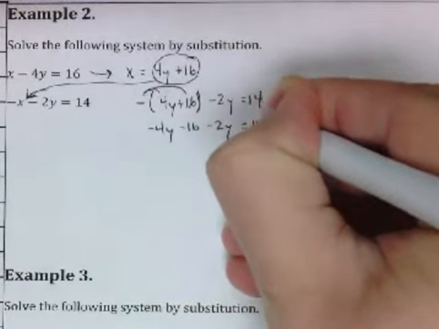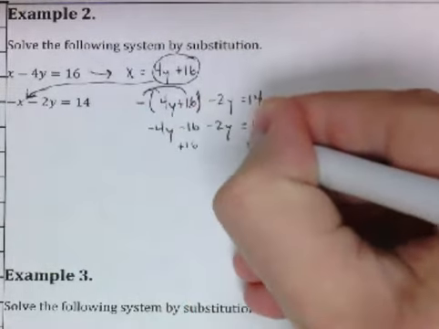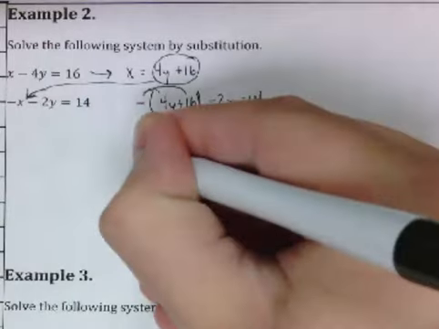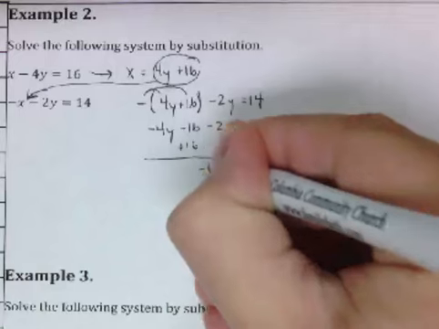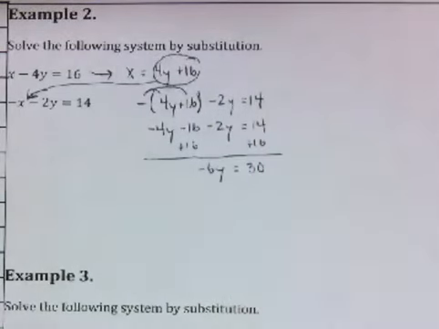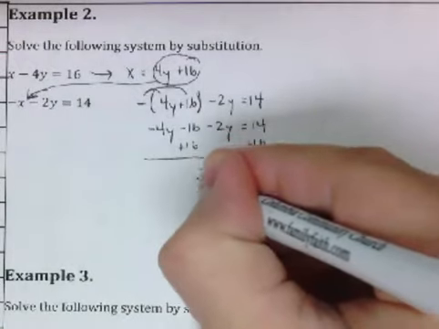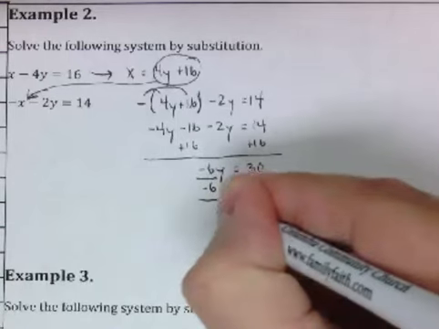We're going to have to add 16 to both sides, as well as combine our like terms. Negative 4y minus 2y is a negative 6y equals 30. 14 plus 16 is 30. And then finally, just divide by negative 6 on both sides, and we end up getting y is equal to a negative 5.